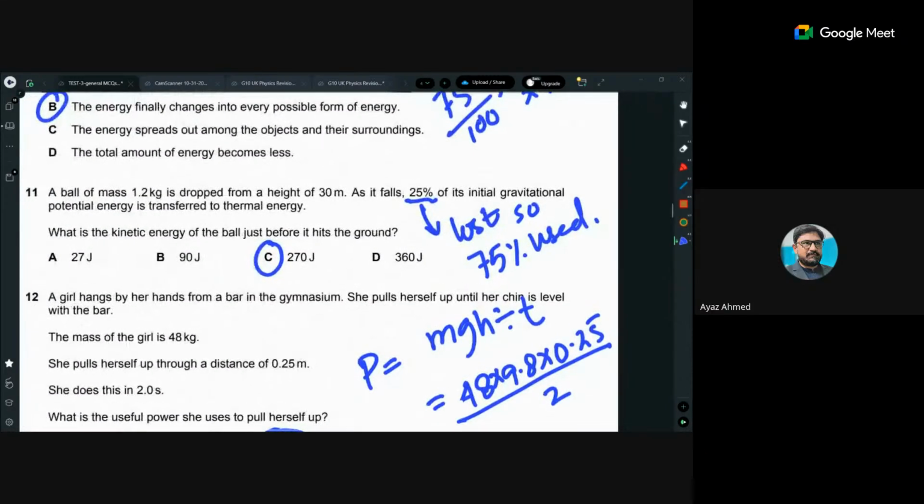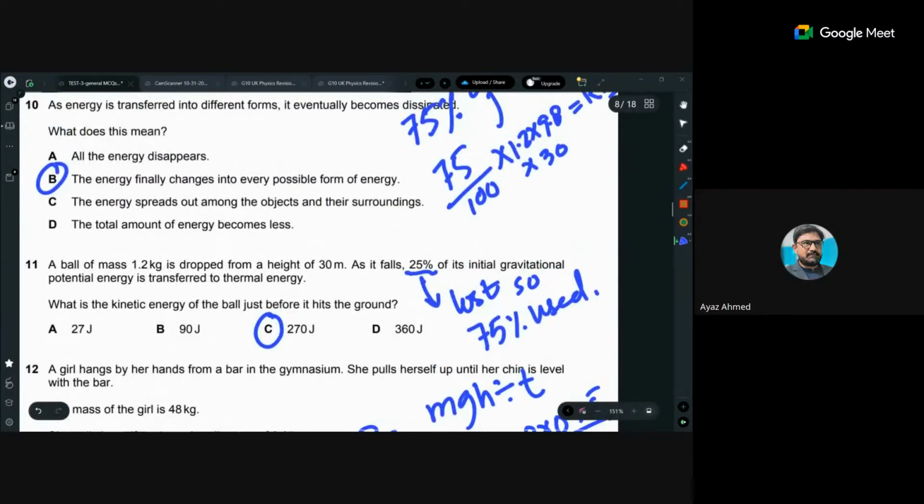For question number 11, do you have any question for question number 10? Any objection, I mean? No objection, sir. So question number 11, a ball of mass 1.2 kg is dropped from the height of 30 meter. As it falls, 25% of the gravitational potential energy is transferred to thermal energy. It means 25% is lost. So what is left behind? We are left, sir, with 75%.